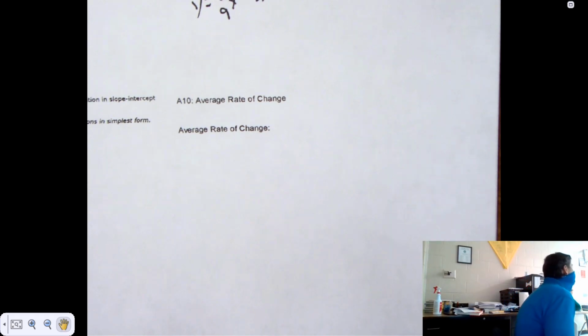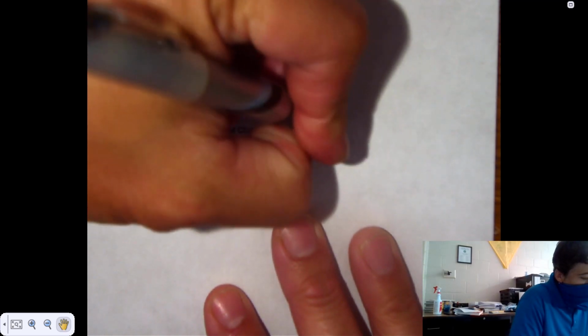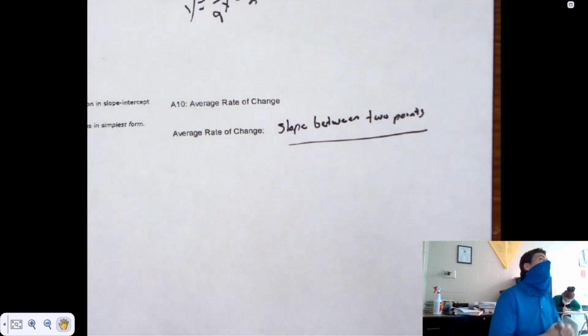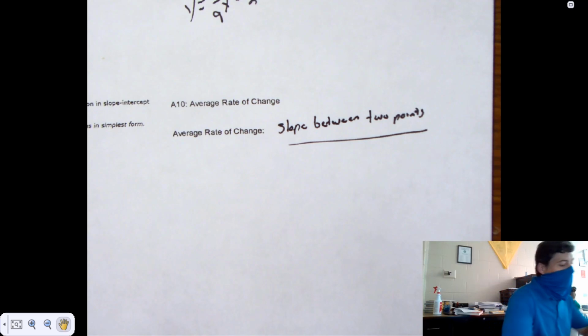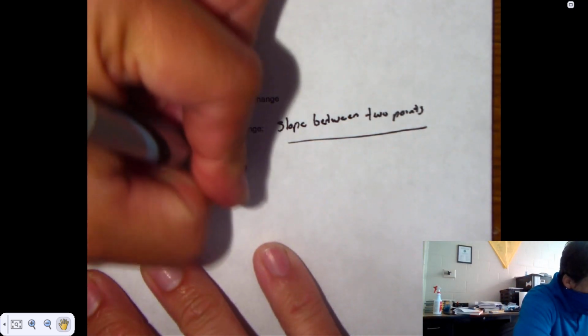Anybody know what average rate of change is? All right, average rate of change is nothing more than the slope between 2 points. That's all it is. Slope applies only to lines, so slope is only for lines.